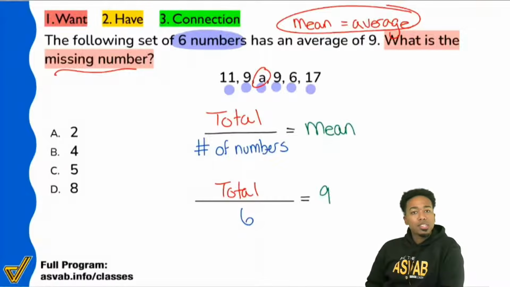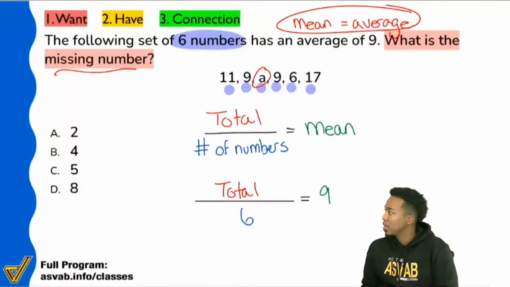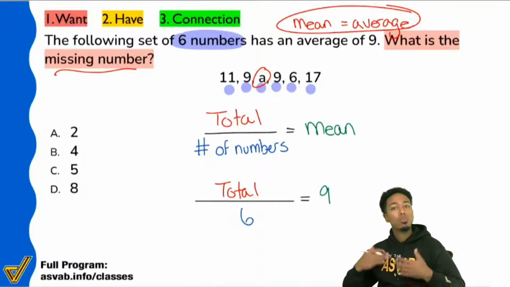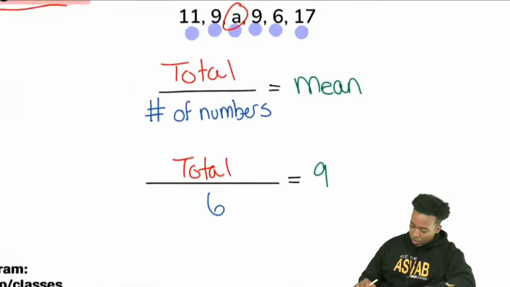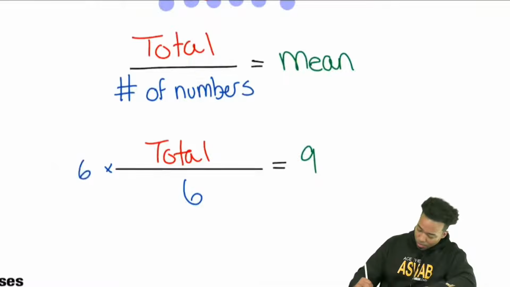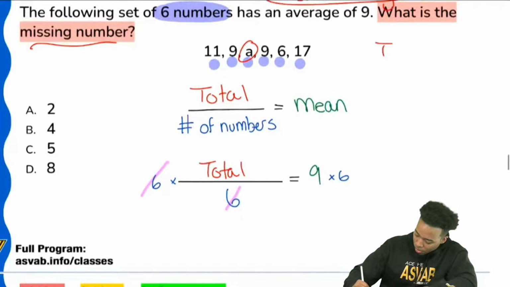So there we have it. The total divided by 6 is supposed to equal 9. Everyone, what does the total have to be then? Yeah, the total has to be 54. If you're taking some number and dividing it by 6 to get 9, you have to be dividing 54 by 6. If you want to confirm it algebraically, we can multiply both sides by 6, and the 6 cancels out. Our total needs to be 54.